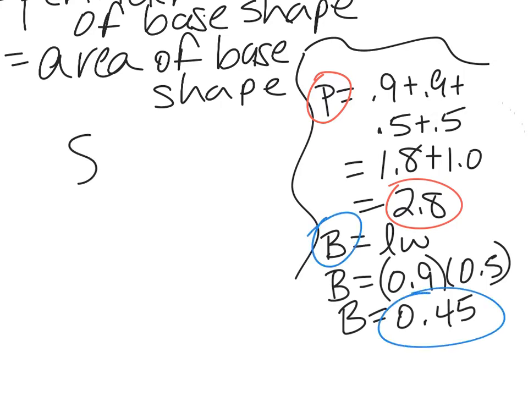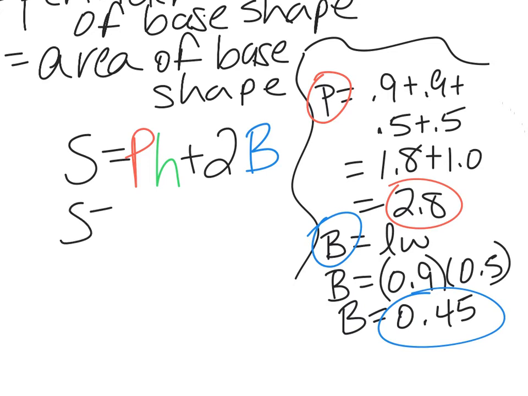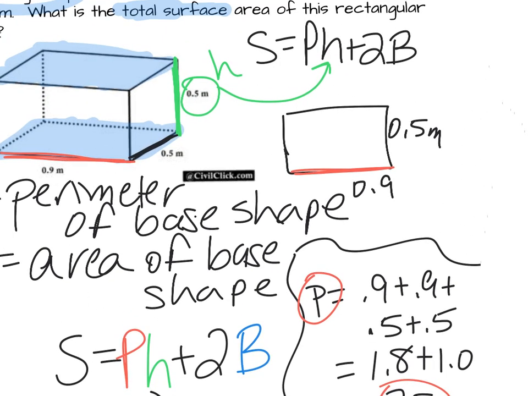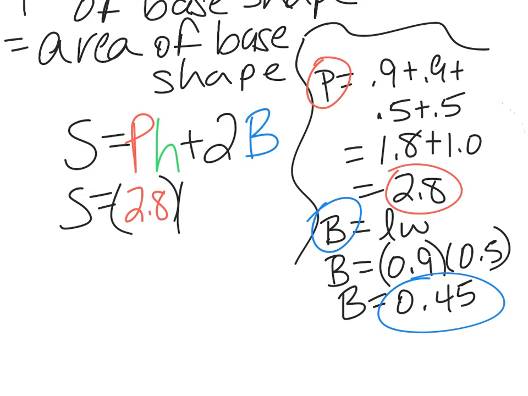Okay, so this is my formula. And I'll try to use some color here so you can see where those numbers are coming from. So I take my perimeter of my base, which was 2.8. I found that by adding up the sides. I take my height, that was right there on my figure. Let's go back and see what it is. There it is, 0.5. Plus, I'm going to run out of room. Okay, 2 is 2 because I have two bases.